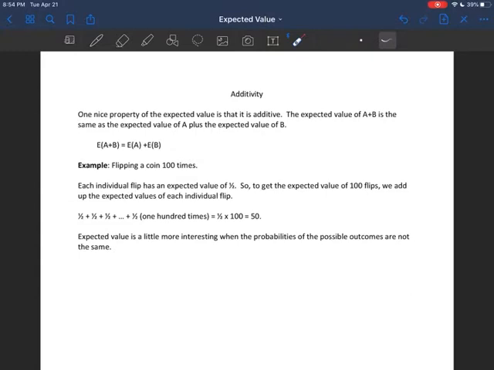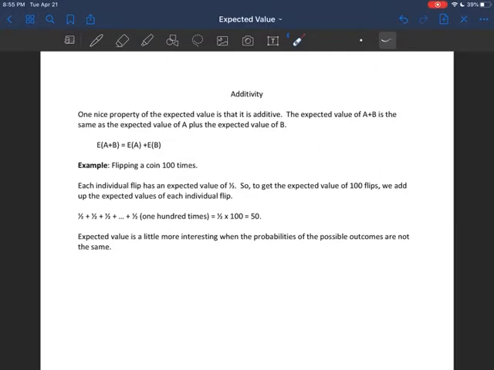But let's go back to our example of flipping a coin 100 times and see how it applies. What are we saying here? Well, each individual flip, we figured out, has an expected value of 1/2 head. So to get the expected value of 100 flips, we just add up the expected values of each individual one. Right? So the first flip has an expected value of 1/2, the second 1/2, third 1/2. We add that up for all of the 100 flips. So 100 times, we're adding up 1/2. So that's 1/2 times 100, which is 50, which we already said is the expected value.